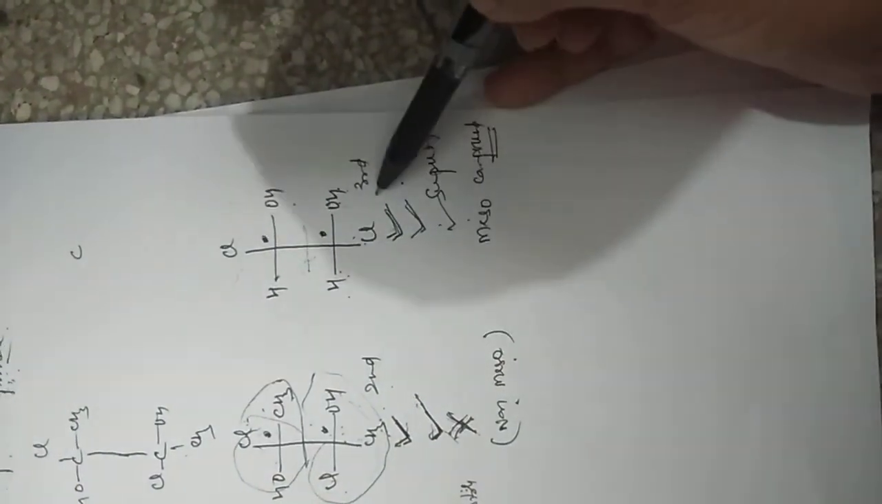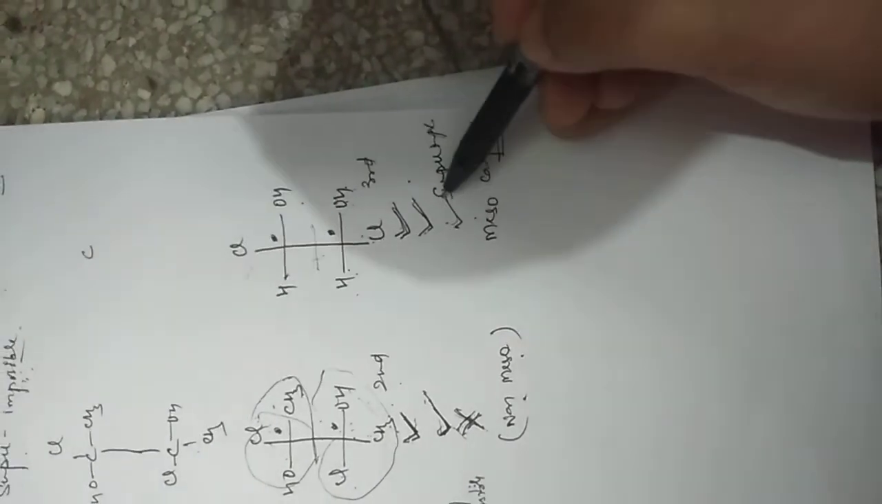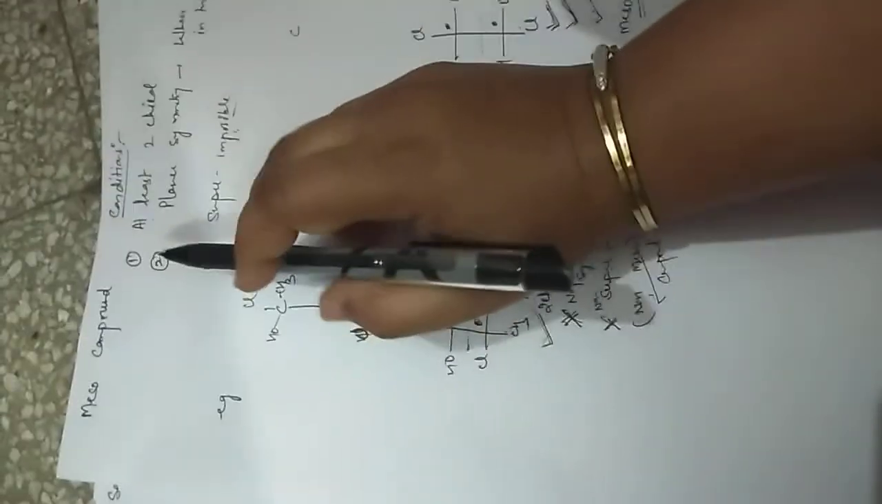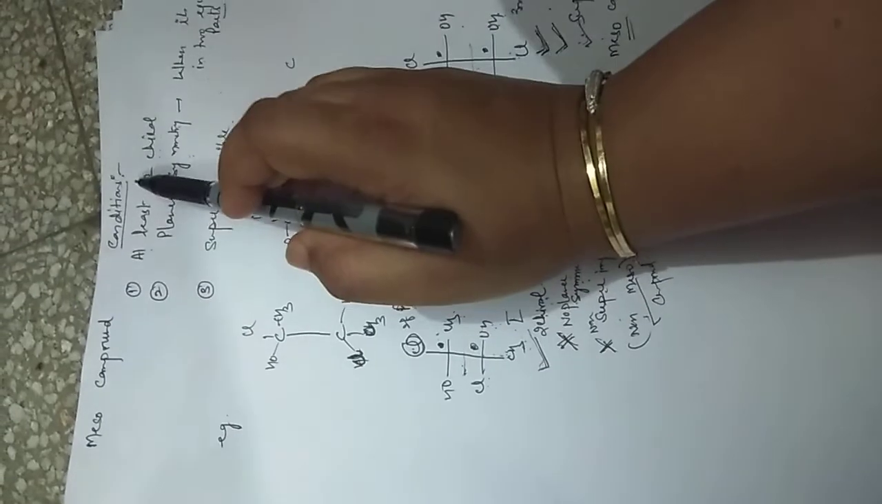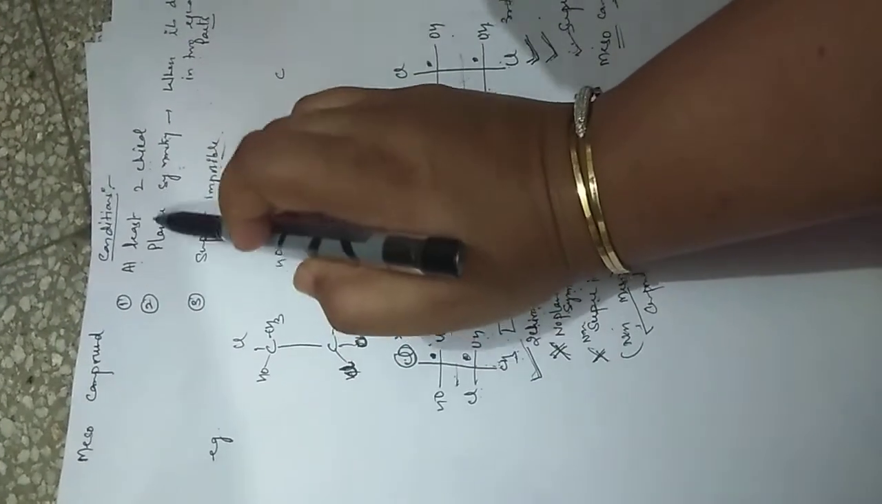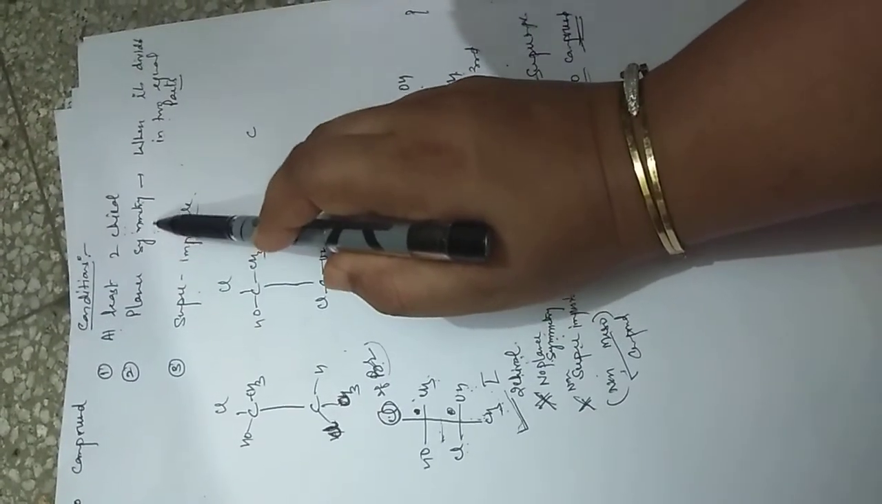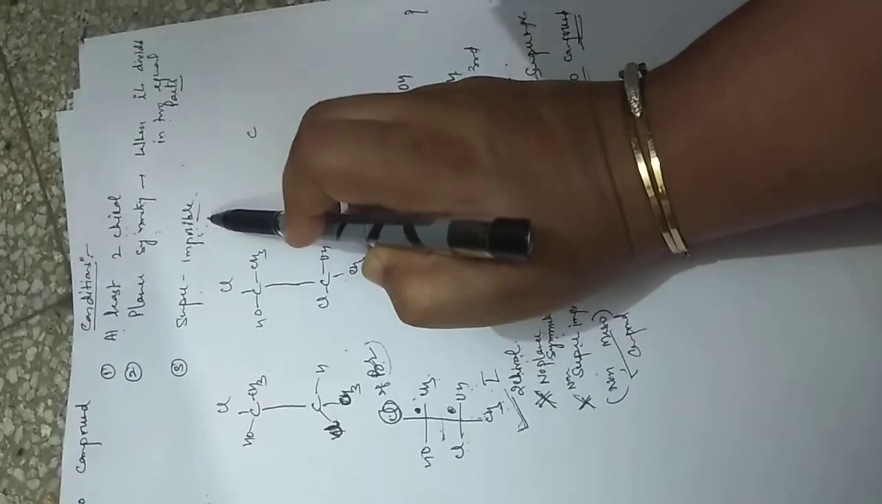So this is a non-meso compound. In the third, chirality is complete, plane of symmetry complete, and this is superimposable. Three conditions are completed, so this compound is the meso compound. So we can define that meso compounds are those compounds which follow these conditions. First condition is at least two chiral atoms present. Second condition is planar symmetry. Third condition is superimposable.